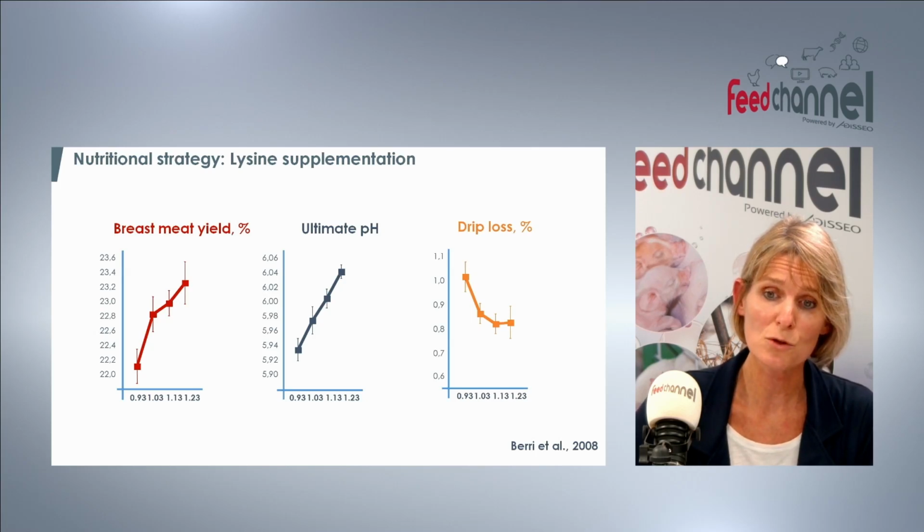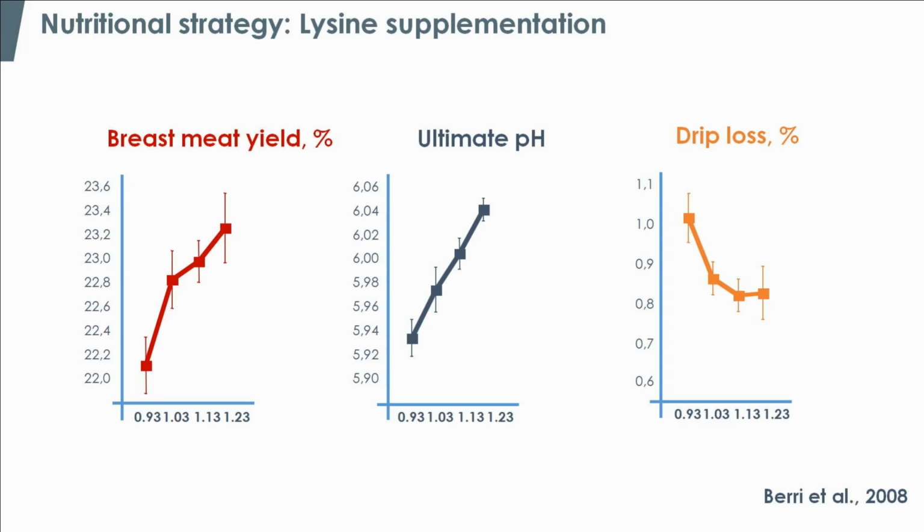And a first study demonstrates very well that supplementing birds with lysine was able to increase breast meat yield, which was well known, and decrease body fatness. But as a very interesting result, we were able to show that it also decreased drip loss by increasing the ultimate pH of the meat.